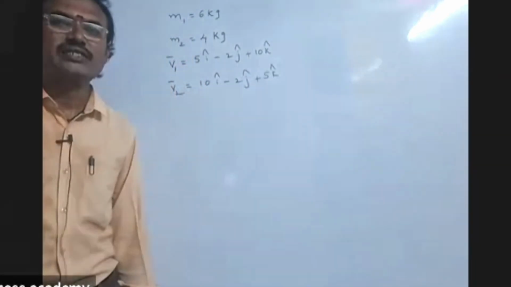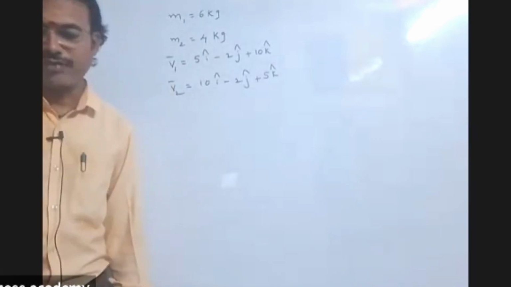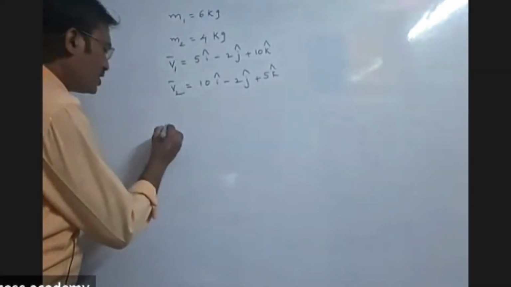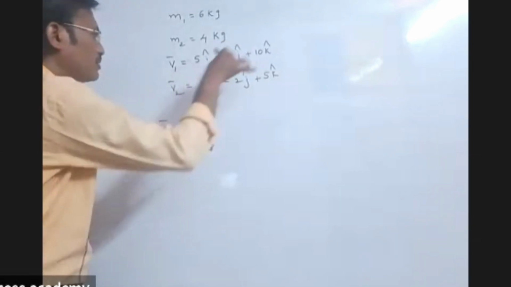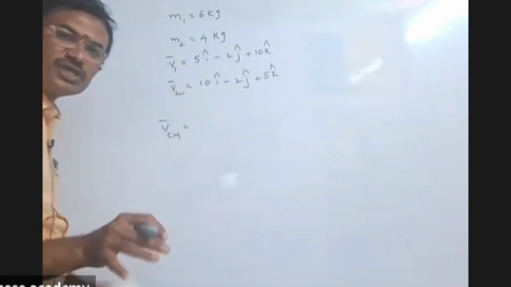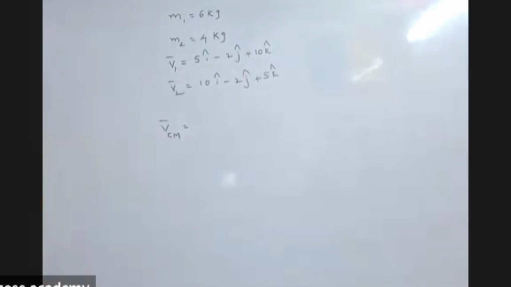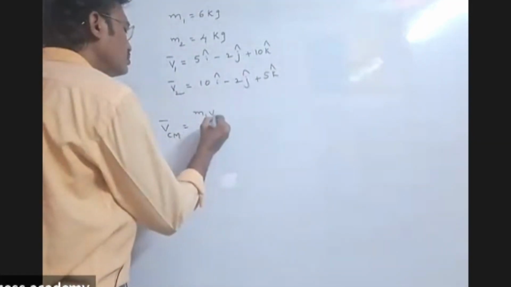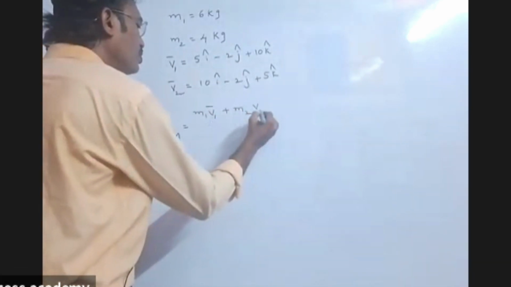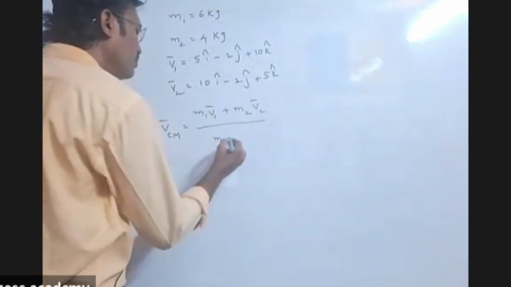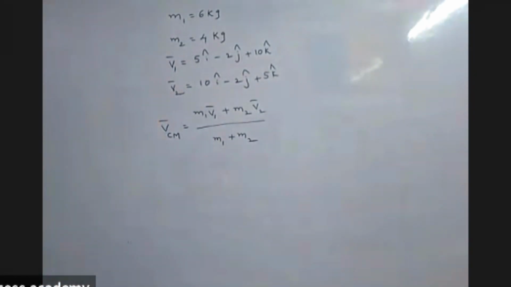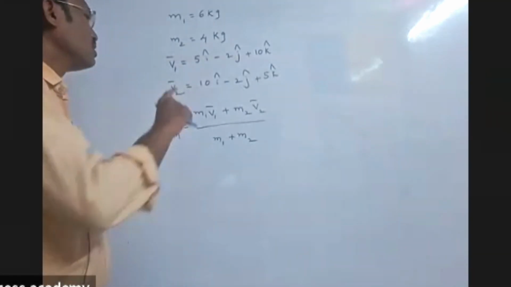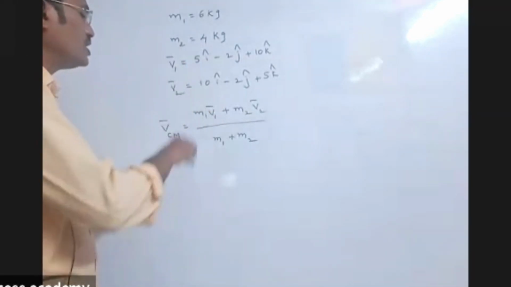Find the velocity of center of mass. So here, which formula we need to consider? VCM bar is equal to, here we have vector representation, options also in vector representation. So VCM bar is equal to M1 V1 bar plus M2 V2 bar by M1 plus M2. So just substitute the V1 bar value and V2 bar value in this problem and get the answer, VCM bar.